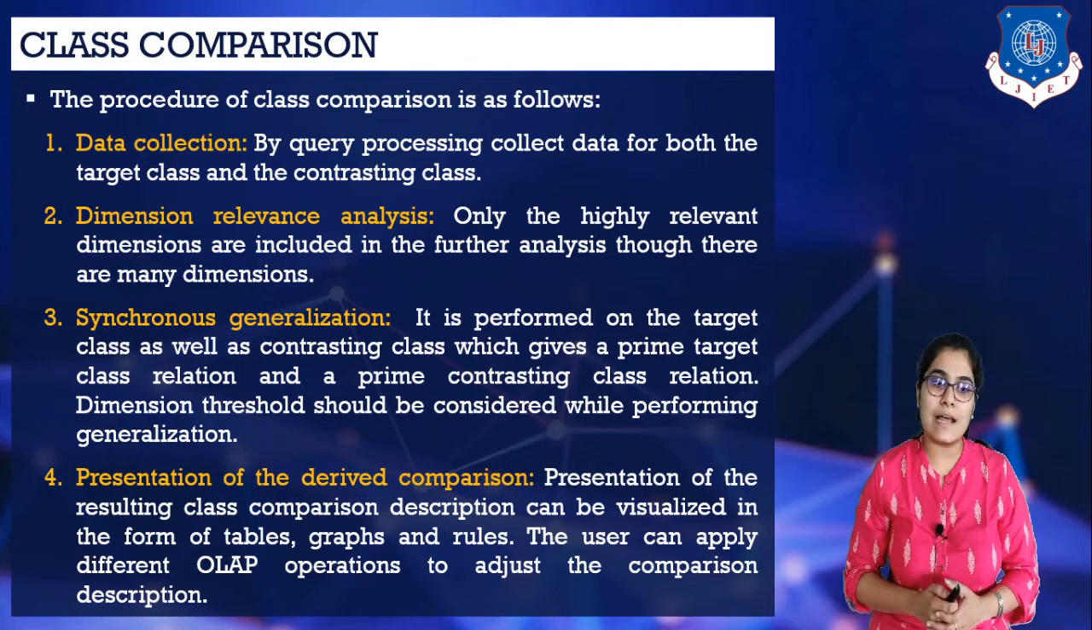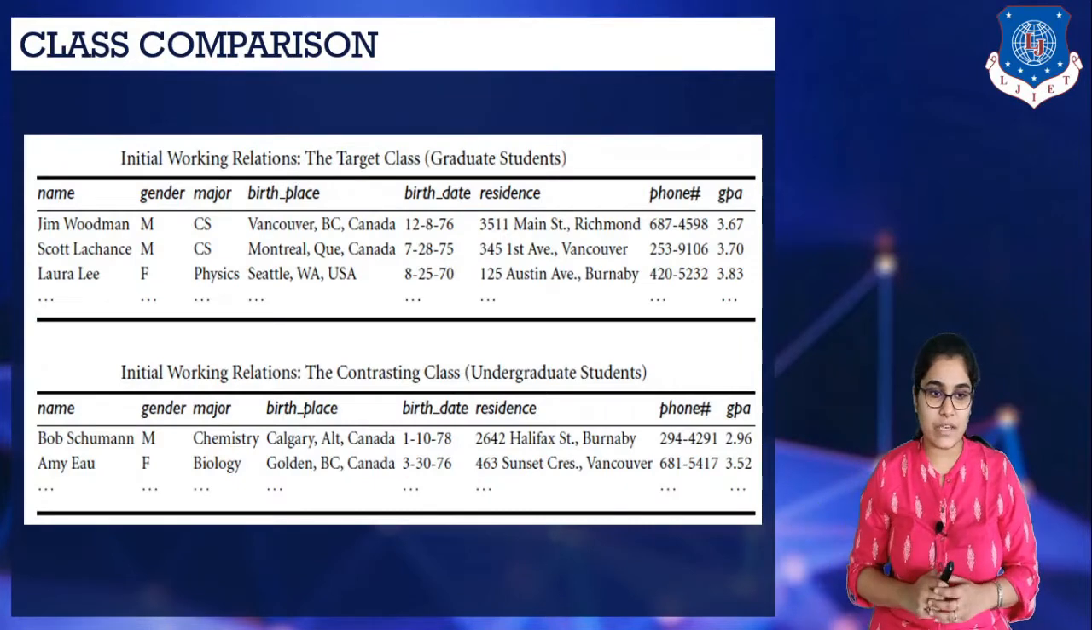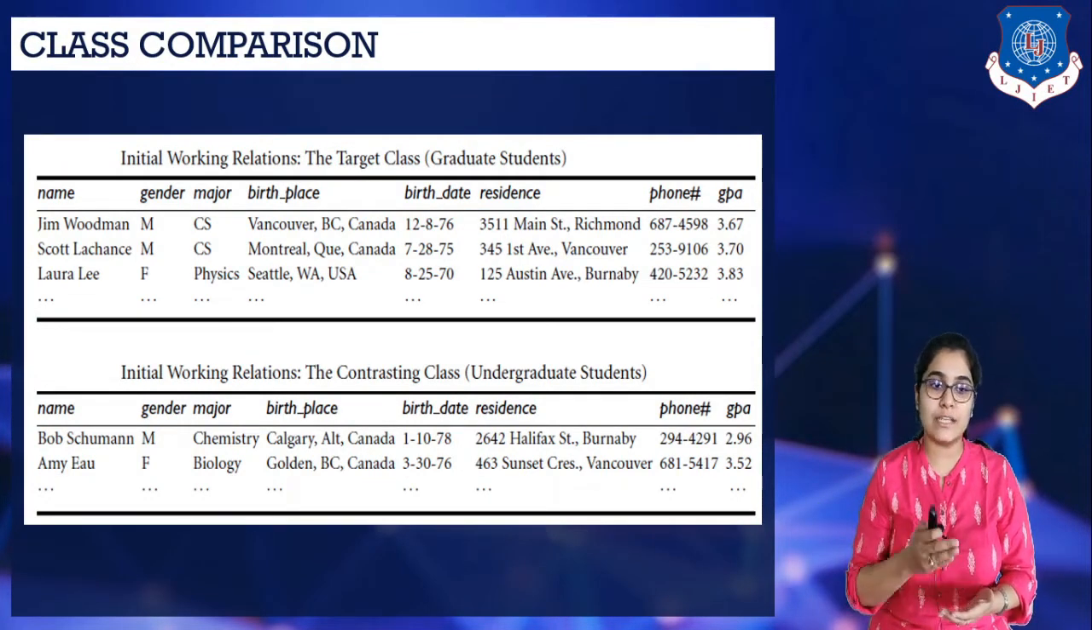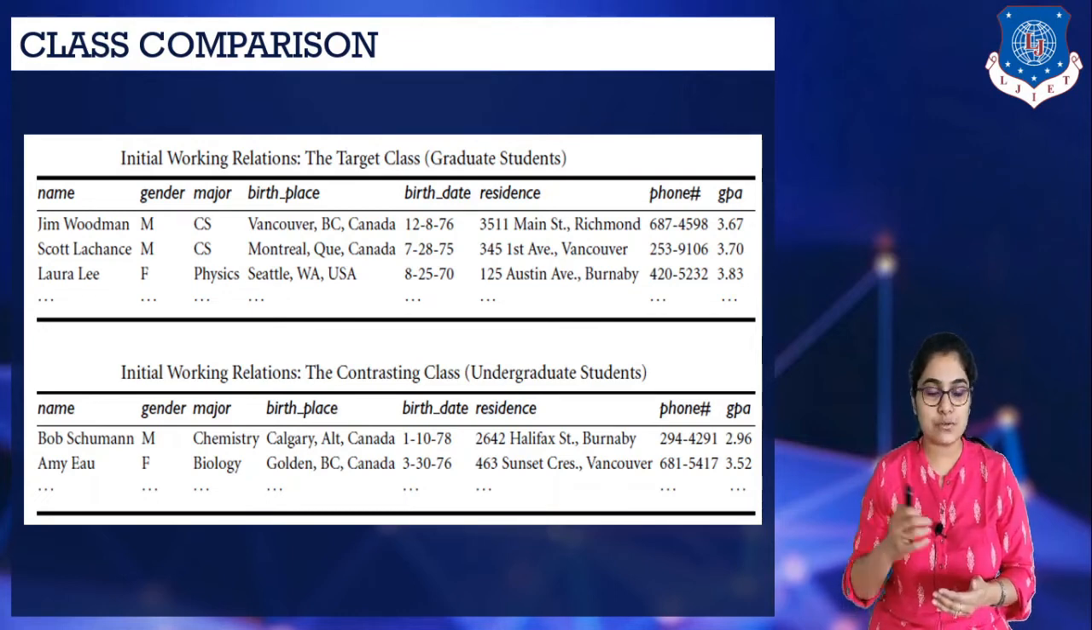Now let's understand class comparison using an example. As you can see in this figure, we have 2 different tables. One contains the initial working relation of the target class, which has the data of graduate students, whereas the other table is the initial working relation for the contrasting class, which has the data of undergraduate students.